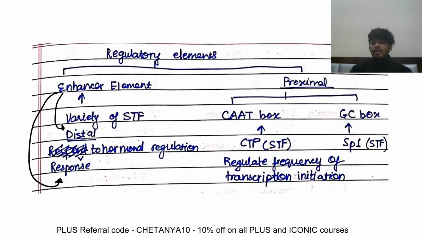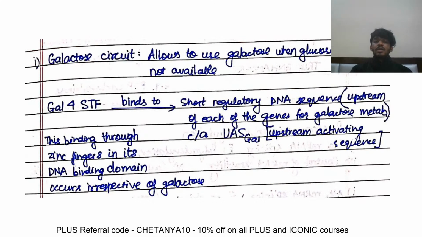So we talked about coordinate regulation here, and I talked about regulatory elements. Next, I'm going to talk about the galactose circuit. Okay, so this is part of coordinate regulation. This is part of explaining coordinate regulation.